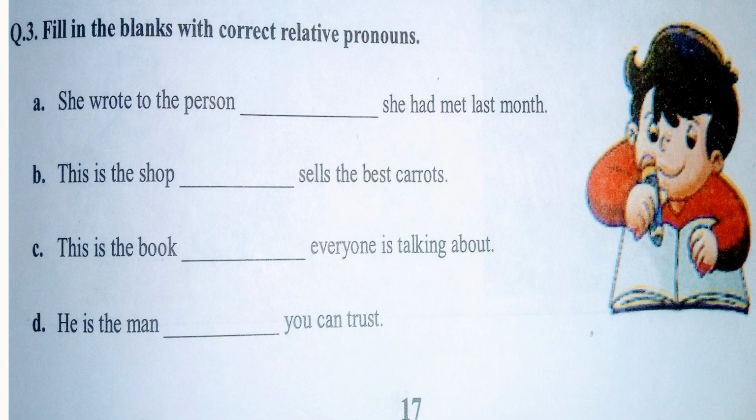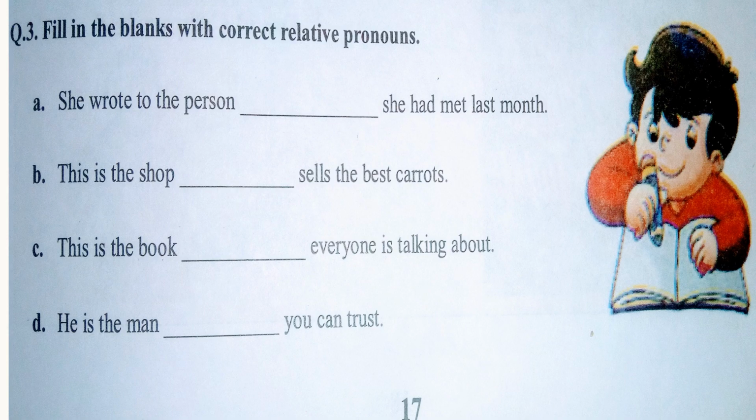Question number 3. Fill in the blanks with correct relative pronouns. You have learned 5 relative pronouns and you can use any of them, like who, whom, whose, which or that. A. She wrote to the person that she had met last month. Person is object of the sentence because he is being met by someone. B. This is the shop that sells the best carrots. Shop is a place, so you will use relative pronoun that we use for places, objects and ideas.